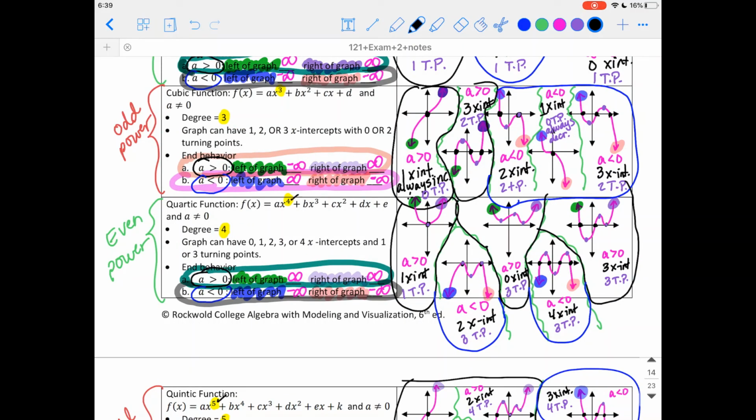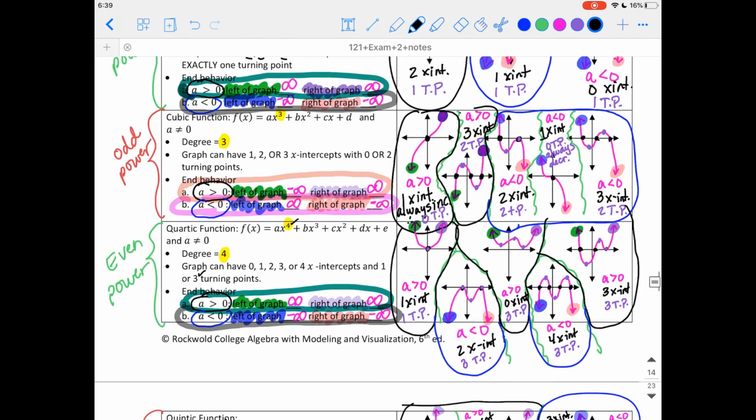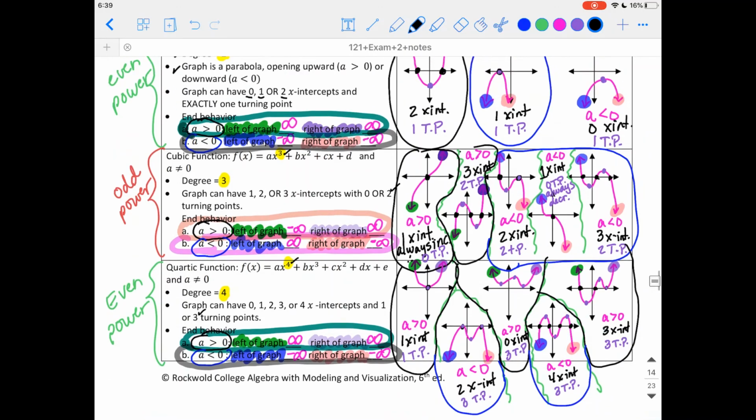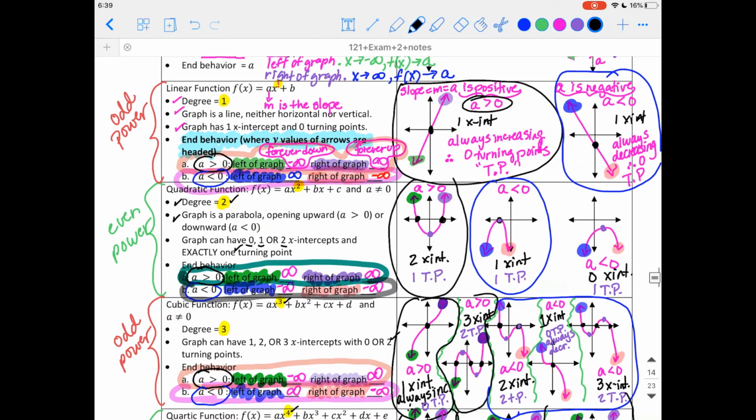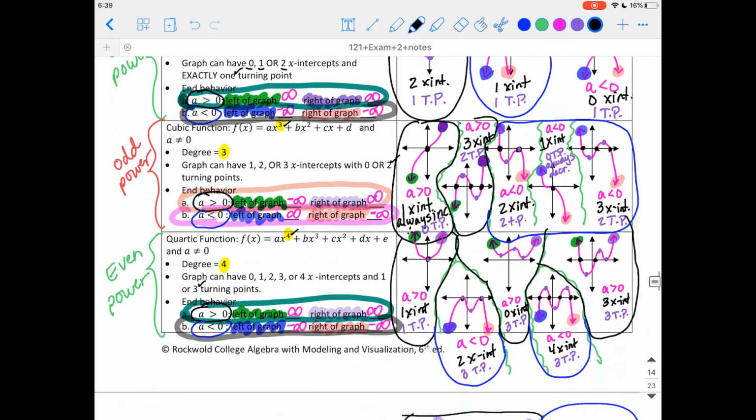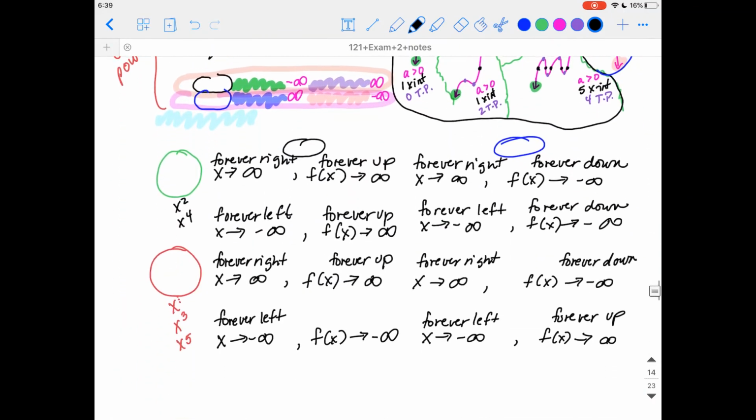If I look at a degree 4 function, the highest number of turning points is 3. If I look at a cubic, the highest number of turning points is 2. If I look at a degree 2, the highest number of turning points is exactly 1. And if I look at a degree of 1, I have 0 turning points. So if you notice, it's always 1 less than whatever the degree is.